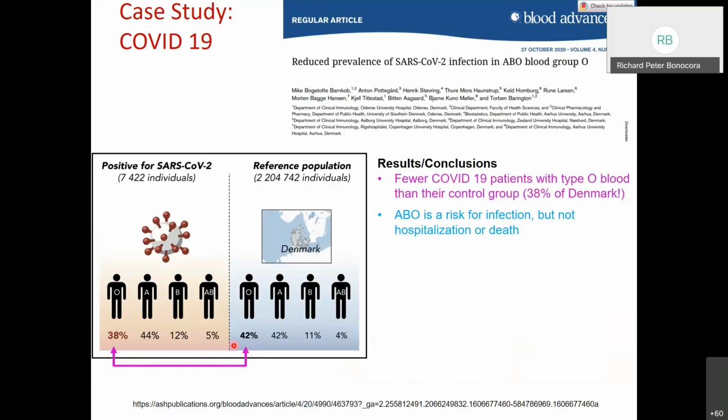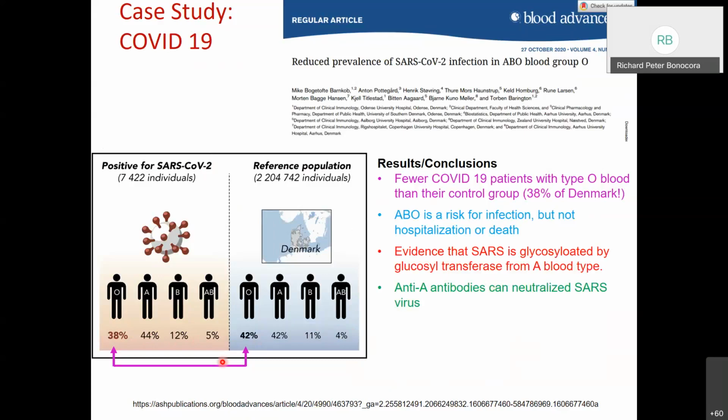The thing that we don't really mention is that there also seems to be a statistical significance in that those with type A are slightly more prevalent. The other two, B and AB, did not show any significant difference between the reference population and the population with COVID-19.